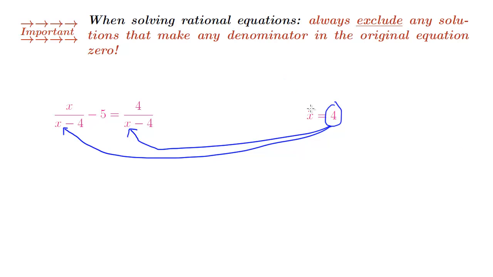So we said, all right, this is not a good solution, which left us with no solution as our result because there weren't any other options. So keep this in mind when you're solving rational equations.